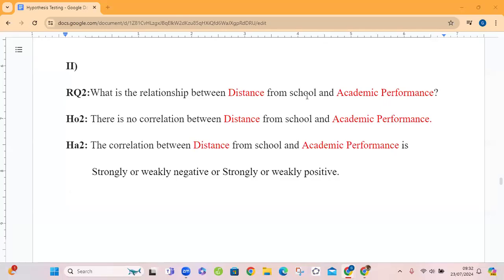Research question number 2. What is the relationship between distance from school and academic performance? So the null will always respond by saying there is no correlation between distance from school and academic performance. And the alternative will say, for example, the correlation between distance from school and academic performance is strongly or weakly negative or strongly or weakly positive. But the null will always say no correlation.